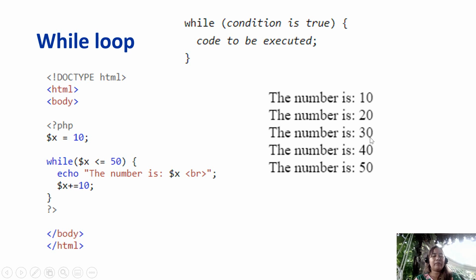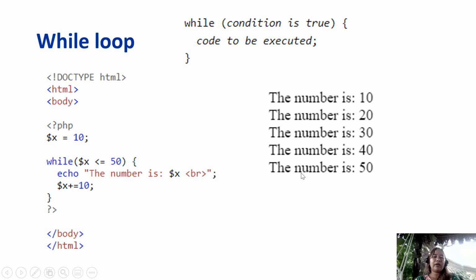Yes, it will display the number is 30. And then again, you have BR, so the cursor moves on to the next line. Then you increase the value of 30 by 10, it becomes 40. So 40 less than or equal to 50 is still true. It will again display the number is 40. Increase it by 10, it becomes 50. Is 50 less than or equal to 50? That is still true. So you're going to display it one more time.